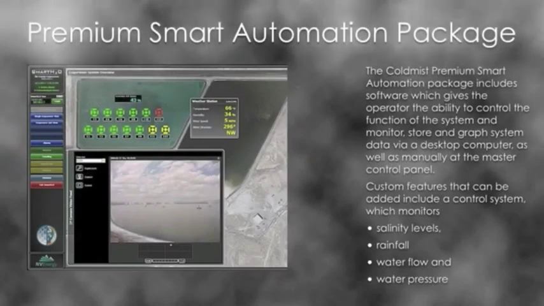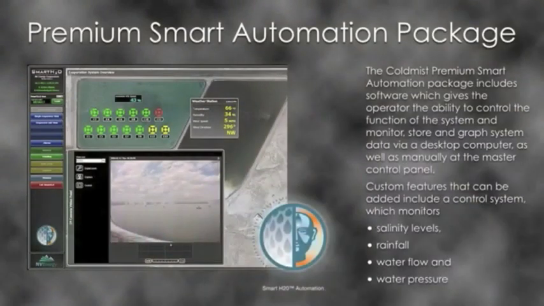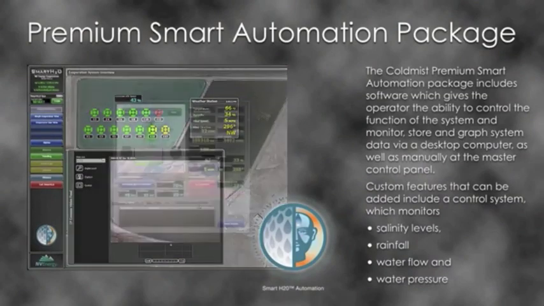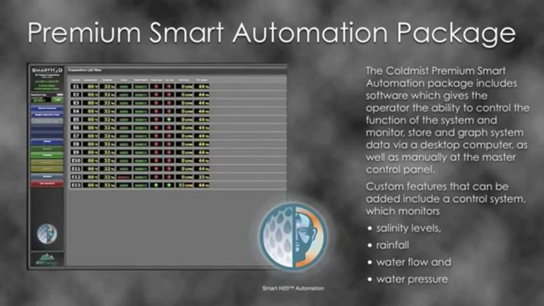The Cold Mist Premium Smart Automation package includes software which gives the operator the ability to control the function of the system and monitor, store and graph system data via a desktop computer, as well as manually at the master control panel. Custom features that can be added include a control system which monitors salinity levels, rainfall, water flow and water pressure, all of which assists to increase evaporation during favourable conditions.